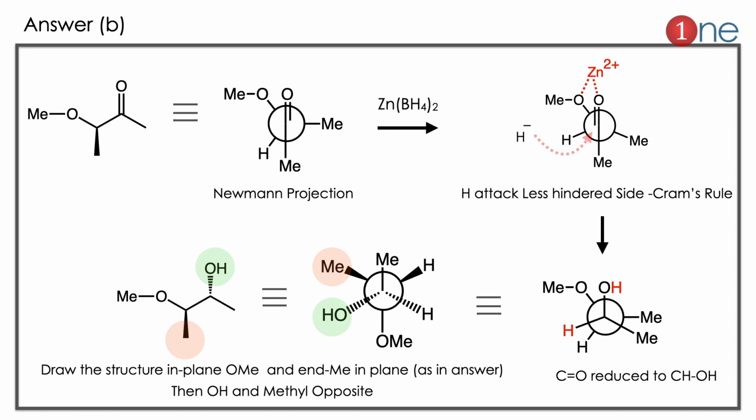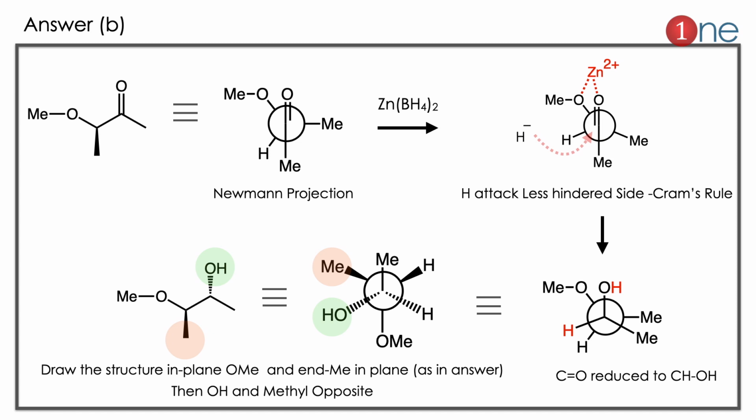The starting material is a ketone. So we rewrite it clearly to have our understanding. We rewrite it to the Newman projection. So the carbonyl group is on the plane. The carbonyl methyl is on the plane, and the methoxy, hydrogen and methyl are on the other side. So we are seeing from the top.